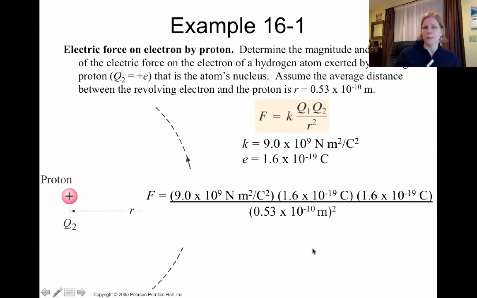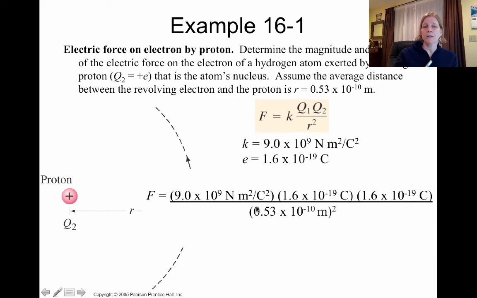Now, some of you may be concerned. You might be saying, why isn't one of these positive and one of these negative? One is positive charge, one is negative charge. We don't worry about sign when we figure out the magnitude of Coulomb's law, and it wouldn't mean anything, because in order to figure out a direction, we have to look at the actual geometry of the charged particles.